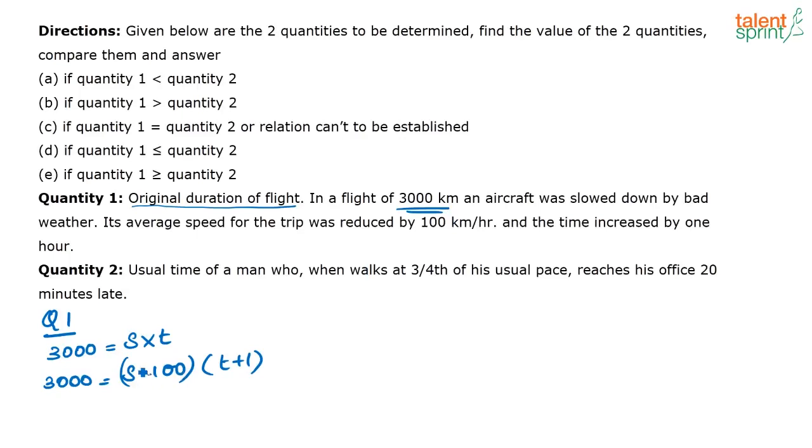See, you will have to bring this equation in terms of one variable, correct. See, look at this equation, 3000 is equal to (s minus 100) into (t plus 1). Here, if you bring everything in terms of t, then you can solve for t and find the value of t, that is the quantity 1 that is required.